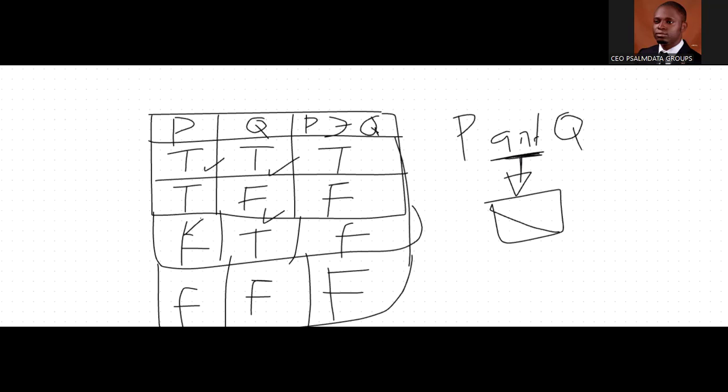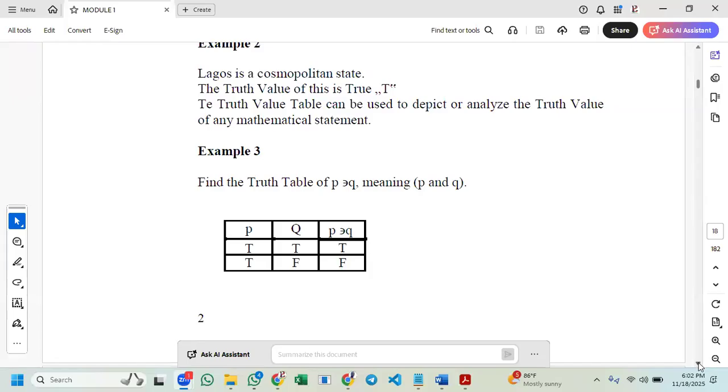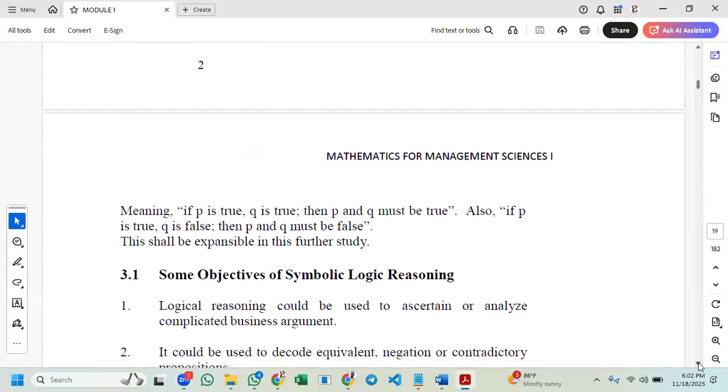Then we'll talk about some objectives of symbolic logic reasoning. But those ones, let's share the screen back now. I don't think we're actually going to be writing anything soon. The rest is to go and be reading. So let's go back to sharing our screen. Now we are done with this logic table.